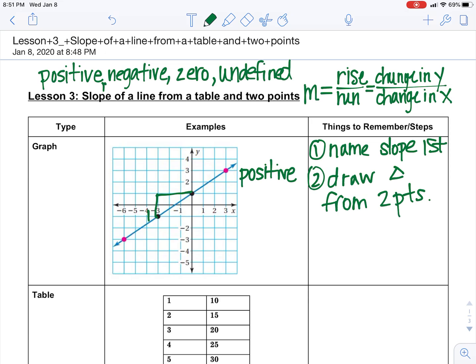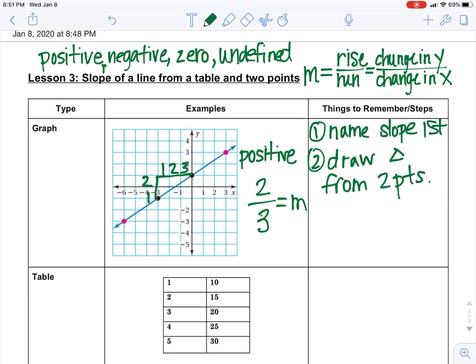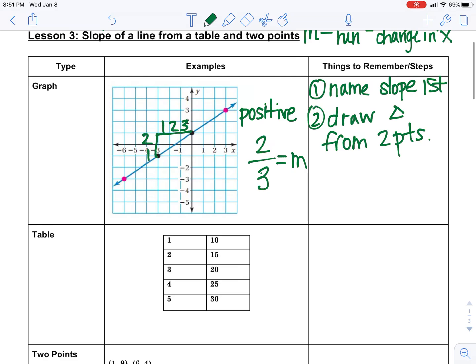So in this case, we're going up 2 and we're going over 3. So remember, with rise over run, that's that change in y first. So that's a 2, and then the change in x is a 3. So in this one, our slope is equal to 2/3 positive. All right, so now we're going to get into some new ones.